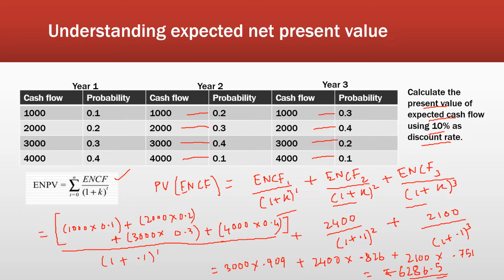And this is the formula of ENPV, where ENPV is the expected net present value and ENCF is the expected net cash flow. Expected net cash flow is given by net cash flow multiplied by the probabilities. So expected net present value is the sum of the present values of expected net cash flows, because this is the summation sign, right? We are adding, so it is the sum of present values of expected net cash flows. I hope this is clear to you all.